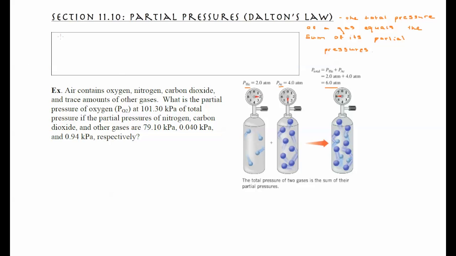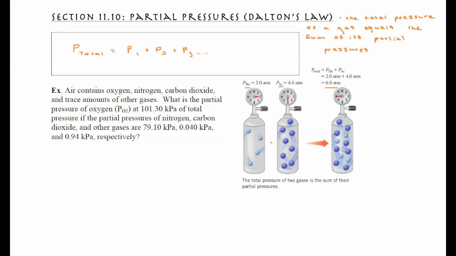So to create a formula, P total, so the total pressure, equals, and I'm just going to say P1 plus P2 plus P3, and then dot, dot, dot, because you can have as many partial pressures as is necessary in the problem.